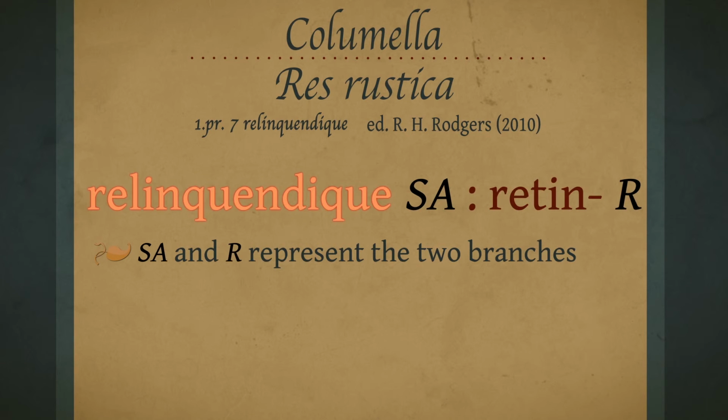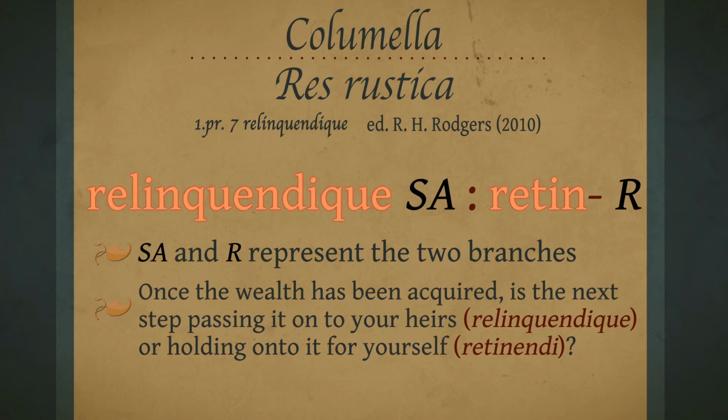Both relinquendi and retinendi suit the context, which is about the honorable acquisition of wealth. The question is, once the wealth has been acquired, is the next step passing it on to your heirs, which would be the point of relinquendi, or holding onto it for yourself via retinendi? Here, the editor prints the reading that is more likely to be authentic because it is less likely to have arisen as an innovation from the other or from some common original.